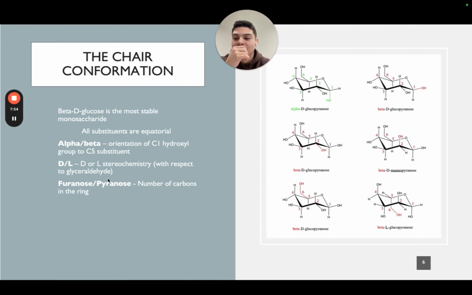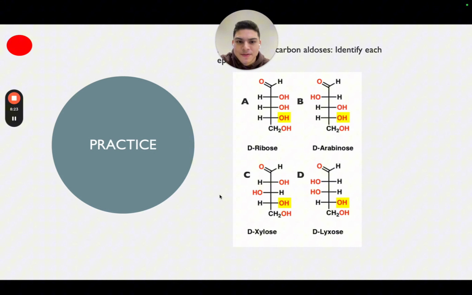Then there's D and L. Now, D and L chemistry, you can really only determine it if it's in the Fischer projection. That's realistically where you can detect it. And then furanose, pyranose, all that means is the number of carbons in the ring. Pyranose means you have a 6-membered ring, with 5 carbons and an oxygen, and furanose you have 4 carbons but with an extra oxygen, so that forms a 5-membered ring. So that's something to just know definition-wise.